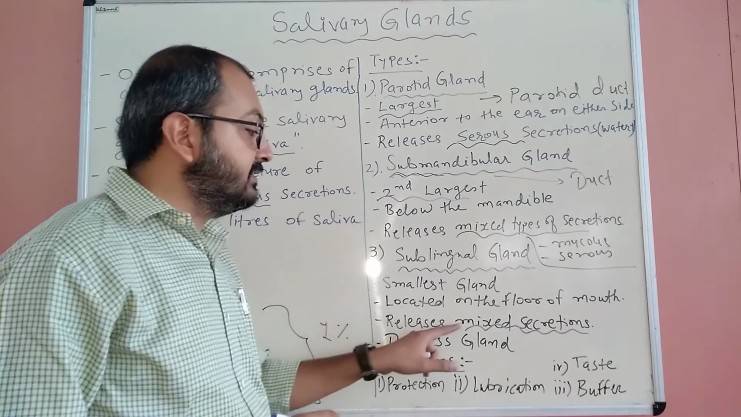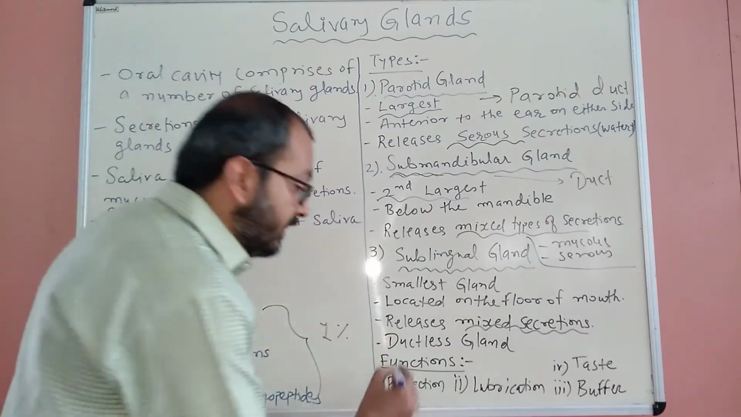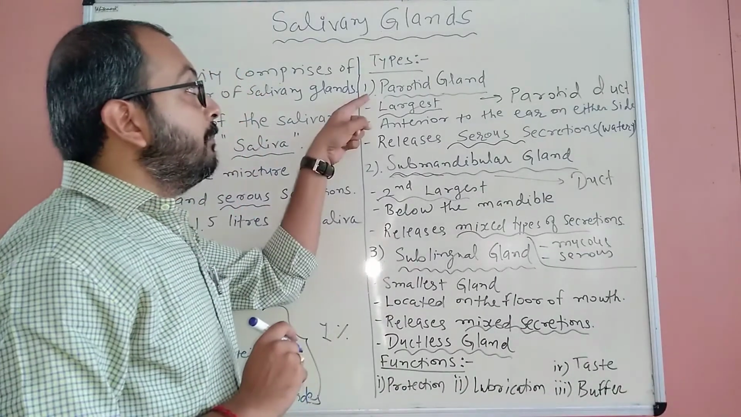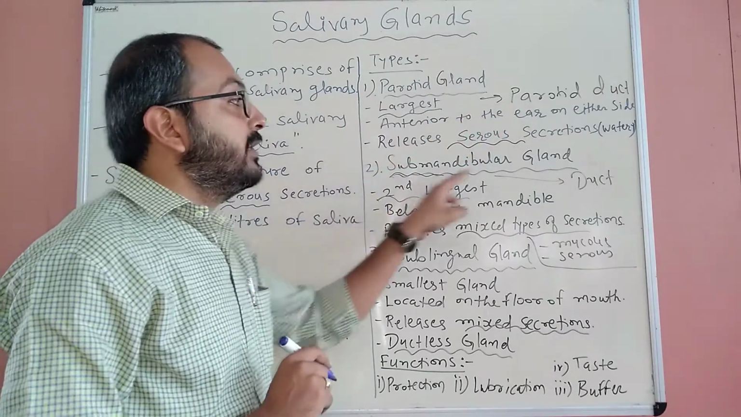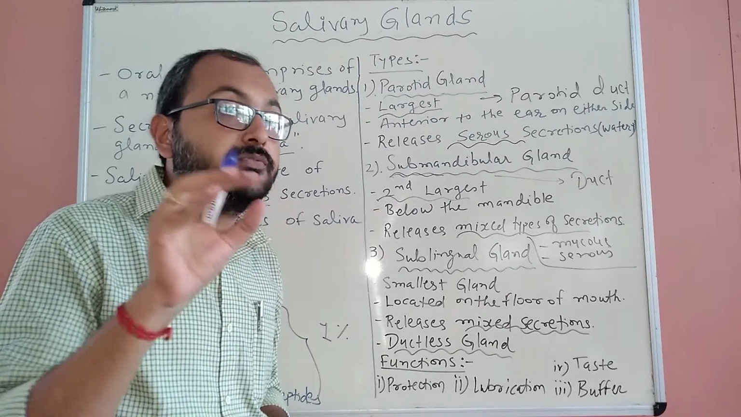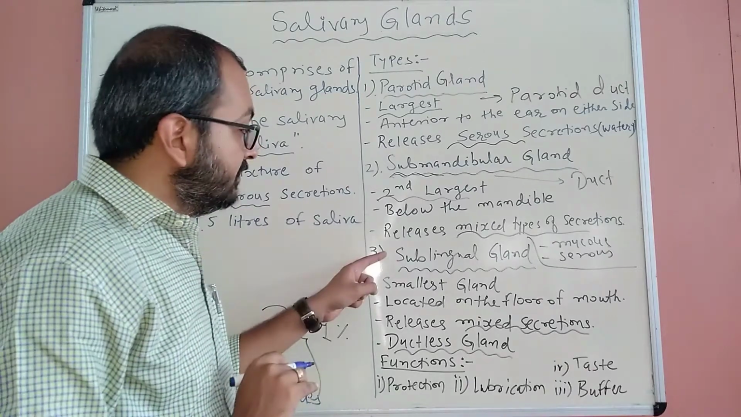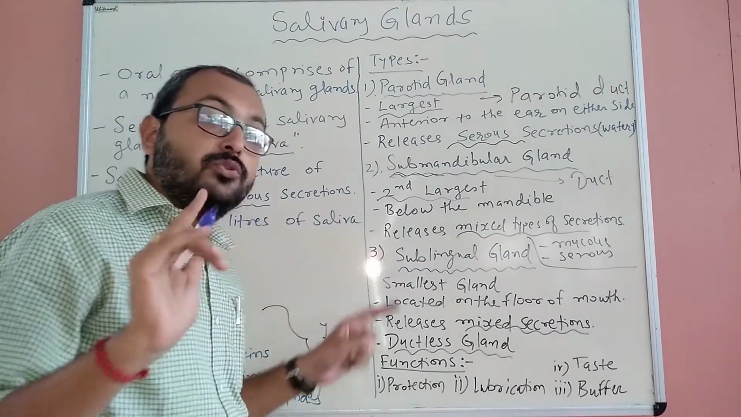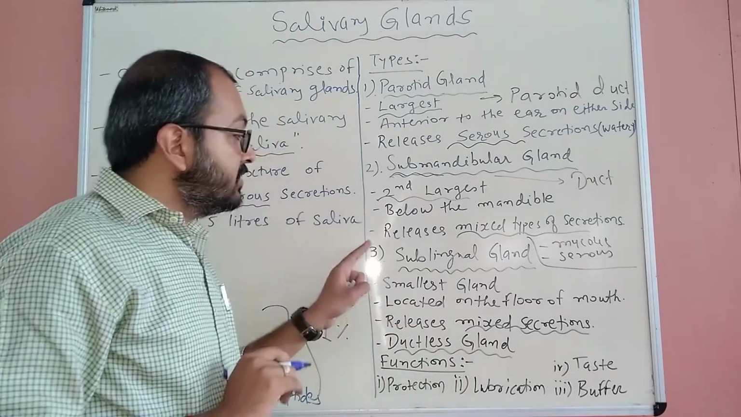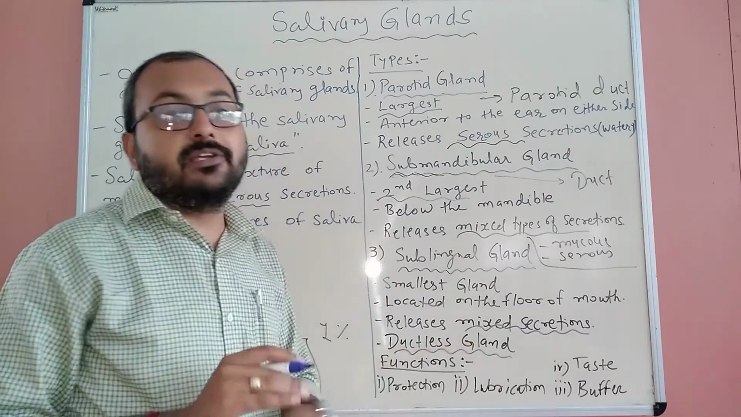Secretions: they release mixed secretions. Next, they may not have a specific duct, like the parotid duct and the submandibular duct. So they may not have a specific duct to carry out the secretions. So remember, this is the basic reason why we call it a ductless gland. See, remember, sublingual glands can be termed as ductless glands.